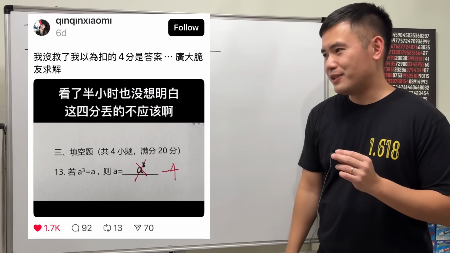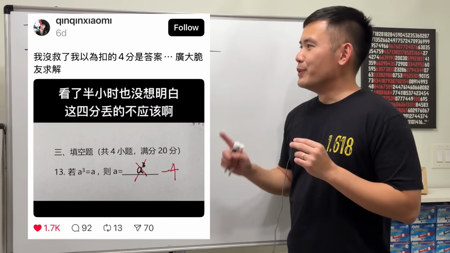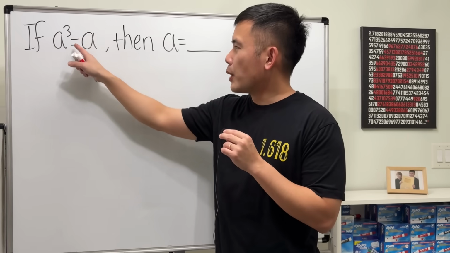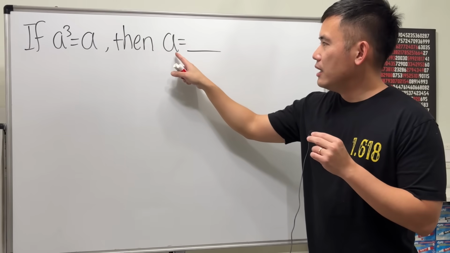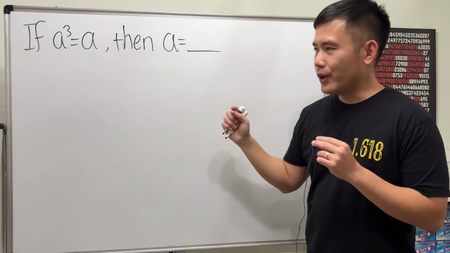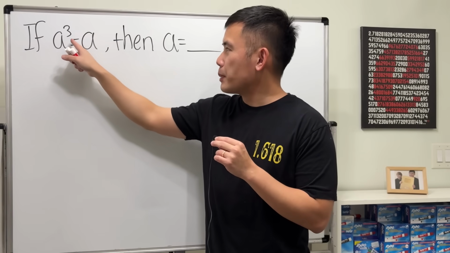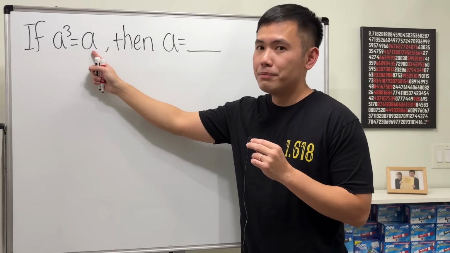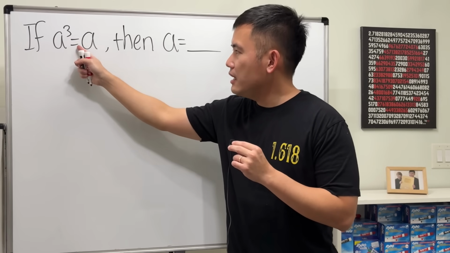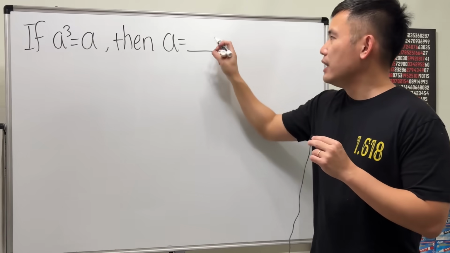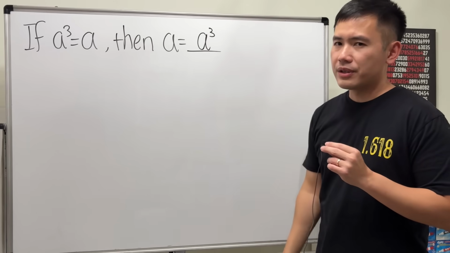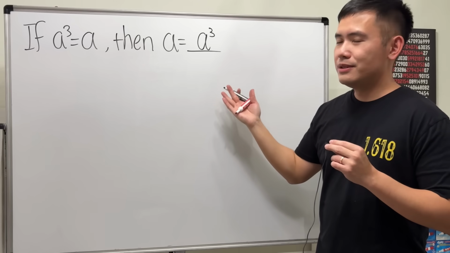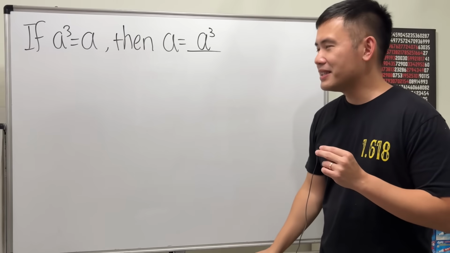So I saw this post on Threads and I like it so much. Right here it says, if a to the third power is equal to a, then a is equal to what? Well, right here we know that a to the third power is equal to a already. To figure out a, we can just look backwards. A is equal to a to the third power, and let's just go ahead and put that down here. This is totally correct, right?